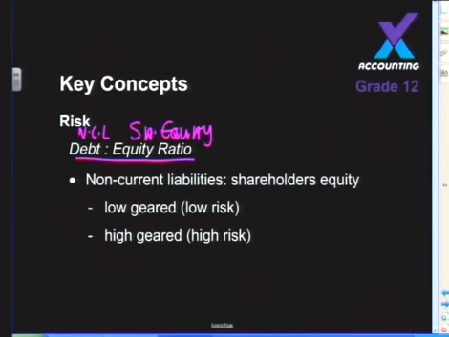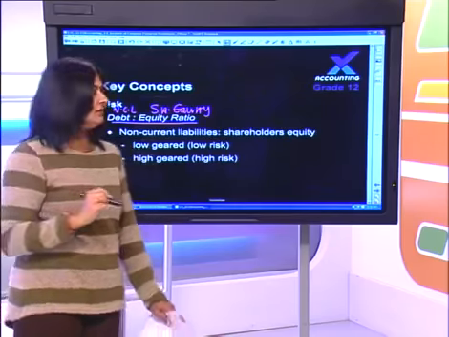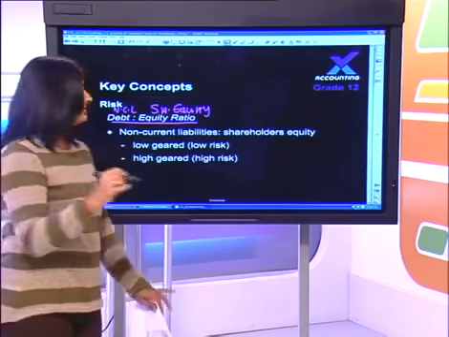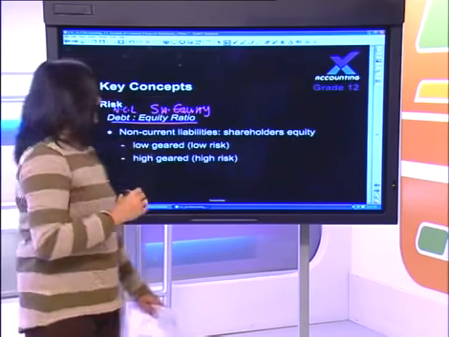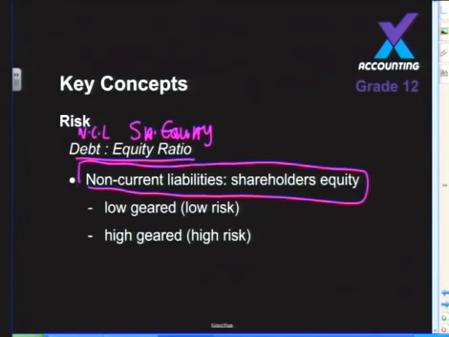Okay, another way of looking at it, debt refers to your borrowed capital. Equity refers to your own capital. So this ratio looks at borrowed capital against own capital. The actual calculation involves the following. We're simply going to take our non-current liabilities, which we're going to obtain from the balance sheet, and compare this against shareholders' equity.